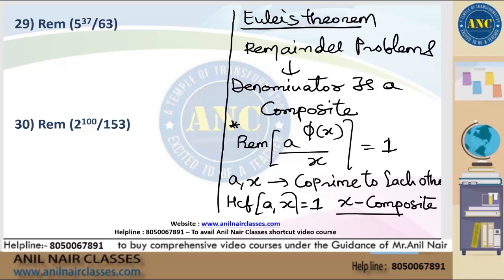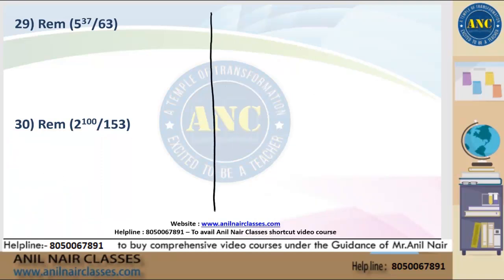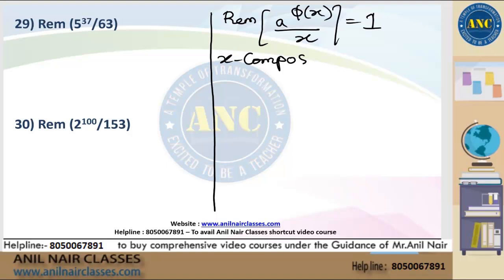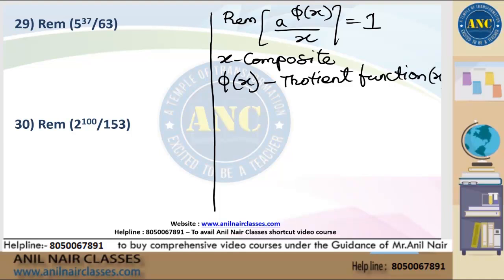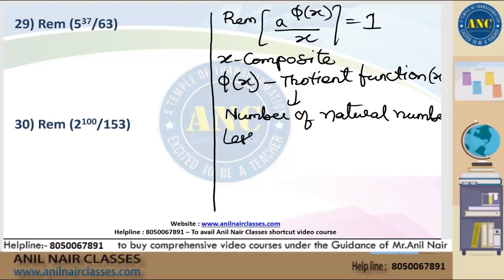Now, what is phi of x? I'll explain it. Please write down in the same order. I'll write down the theorem here. Remainder 1: a power phi of x divided by x should be 1, where x should be a composite number. What is phi of x? Phi of x is the totient function of x. What do you mean by the totient function of x? It will tell the number of natural numbers less than or equivalent to x and co-prime to x.